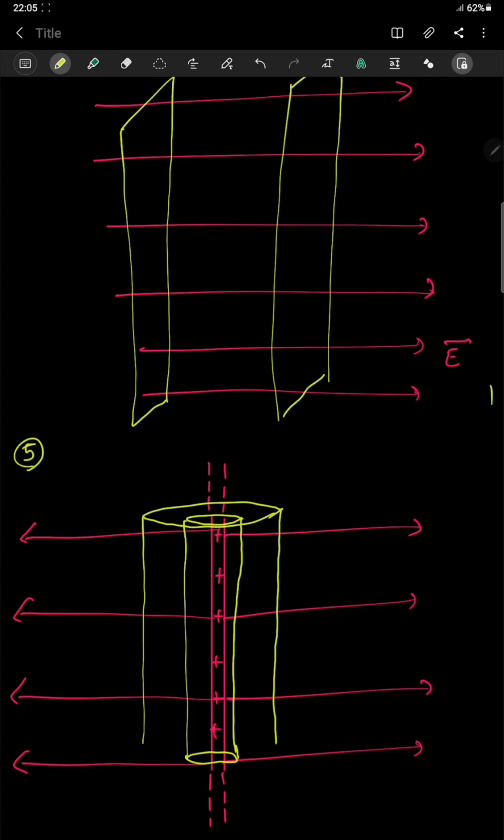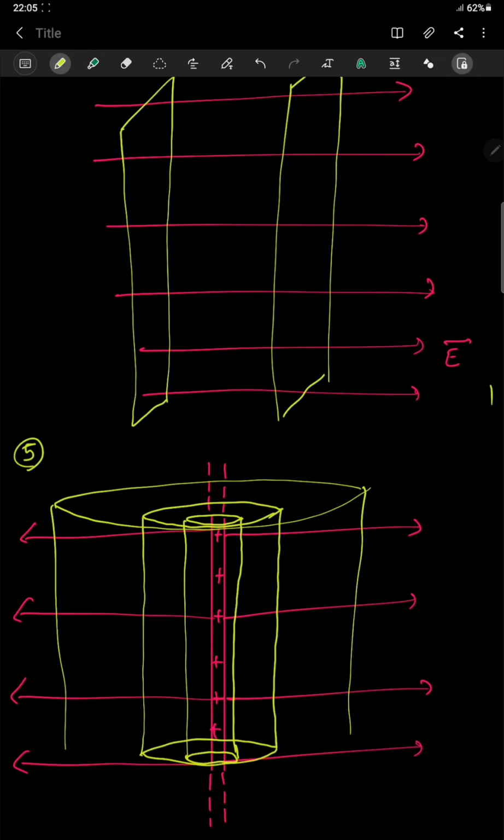What is that? Electric field is inversely proportional to dx. So equipotential surfaces are going very far away. They are very far away. Okay, so this is how the equipotential surfaces for this infinite charged wire look.